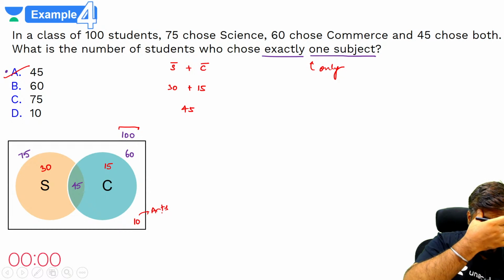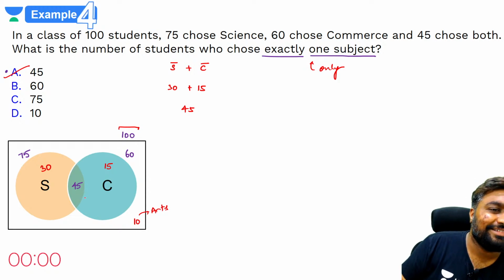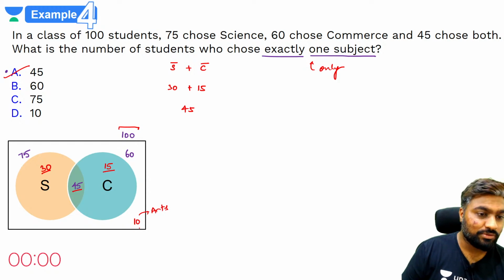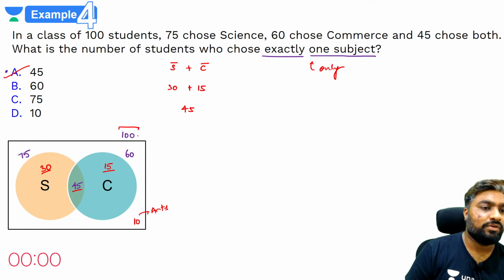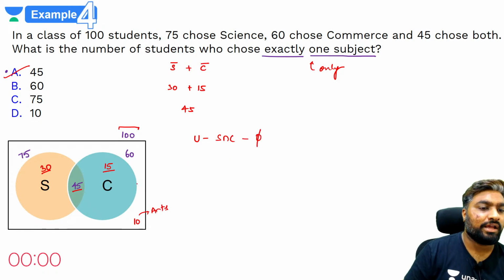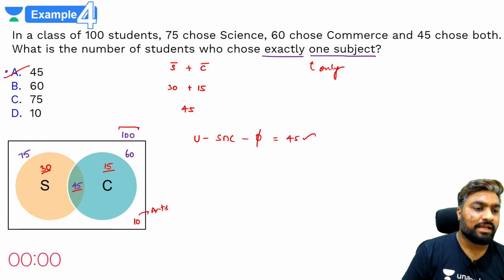Yes, Devanshi, this is a 2-hour session. There are 10 students who do not belong in both. Did you notice that? Yes, this is 30, 45, 75, 90. So there are 10 students who don't belong in both. So if you remove from the universal set the intersection S intersection C, and if you remove the null set, the people who do not belong in both, this will give you your answer, which is how much? 45. 100 minus 45 minus 10. Got it?